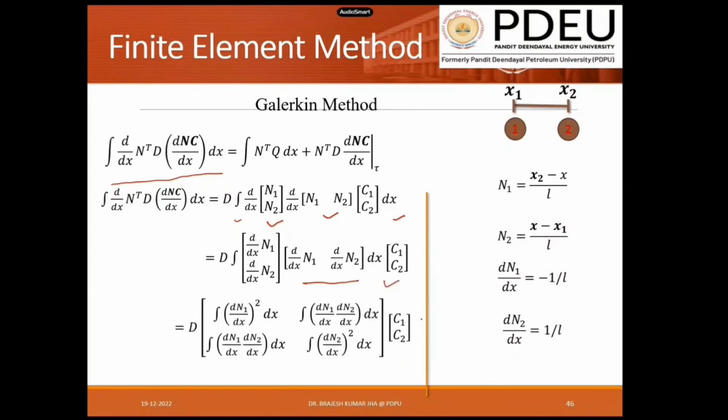Finally, once you multiply these two, it can be written in the form of integration of dN1 by dx squared dx. So multiplication of these two, then these two, and accordingly matrix multiplication is applicable. So finally, we get it in the matrix form here. It is only AX I have written. Later on, we will go for B.